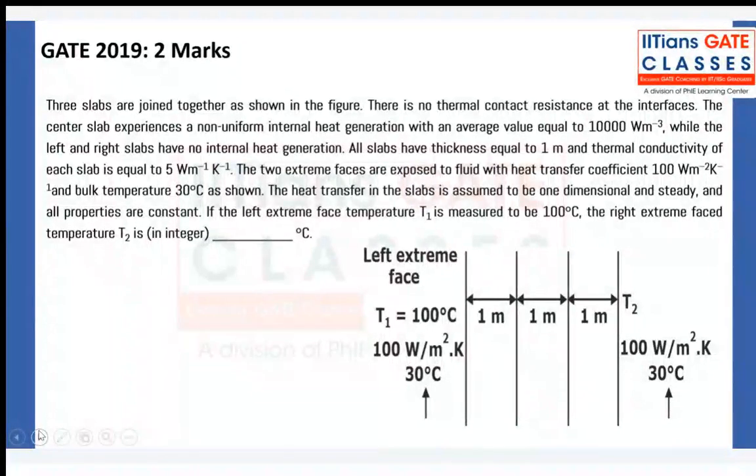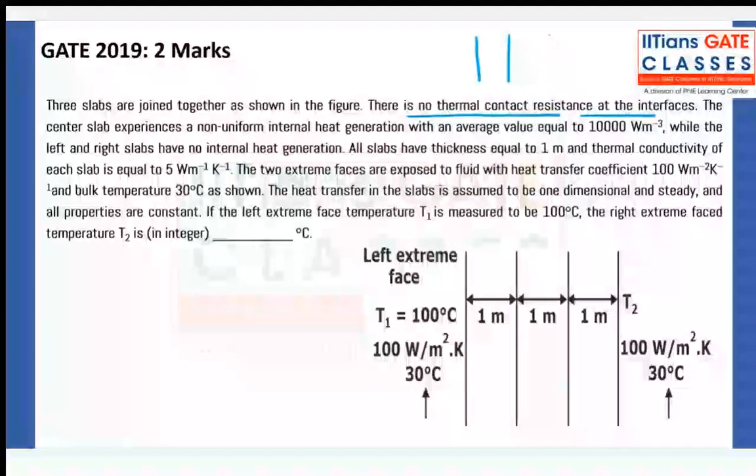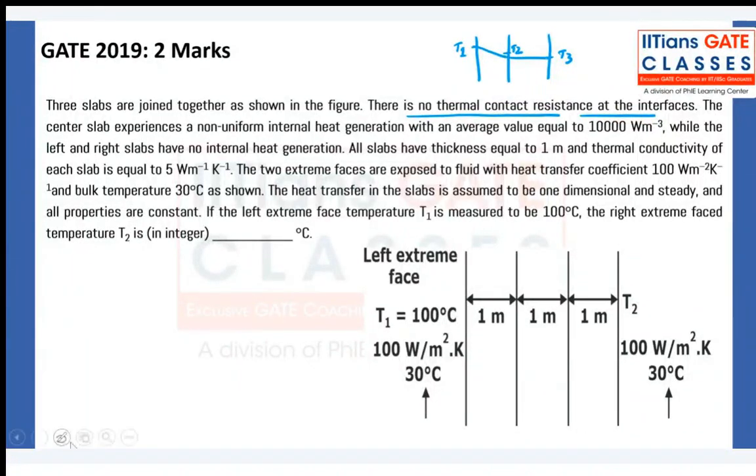3 slabs are joined together as shown in figure. There is no thermal contact resistance at the interface. I already told you what is thermal contact resistance. You see, if there is T1 and there is T2 and there is T3, it will vary from T1 to T2 and then T2 to T3. But due to small air gaps, sometimes, let me tell you one more time. I did not cover this concept earlier, but let me cover it quickly here.